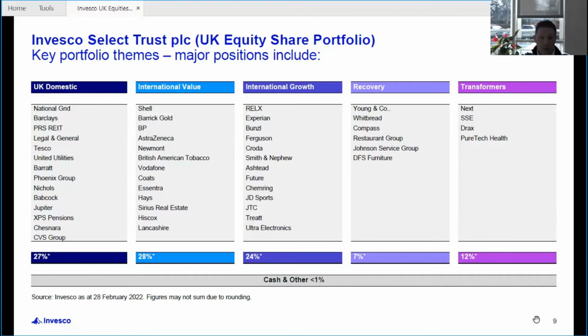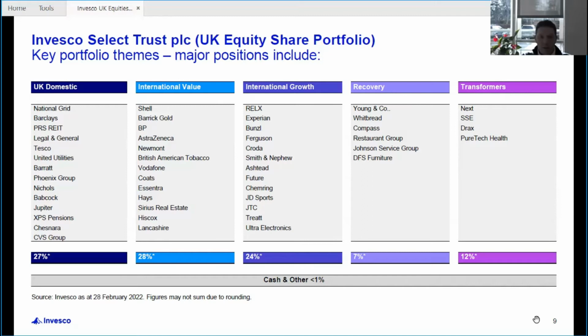So if we go from left to right, the first box there is UK domestic, and you can see at the bottom that represents about 27% of the portfolio. All of these numbers are on an unlevered basis. The next one is international value, and you can see there that represents about 28% of the portfolio. The next one is international growth, that's about 24%.